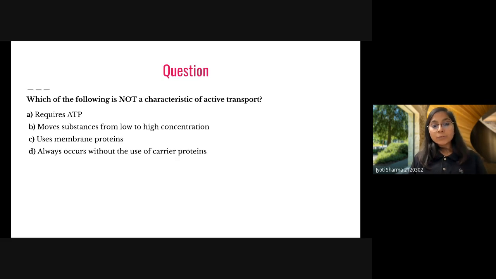Moves substances from low to high concentration, this we will talk about. Then uses membrane proteins. If we are using membrane proteins, then this is part of active transport only. Always occurs without the use of carrier proteins. This is again confusing, and the right answer is D, that it will always occur without the use of carrier proteins. That's how this would come under passive transport. And if we are moving substances from low to high concentration, so if we are going against the concentration gradient, that's why this is active transport.